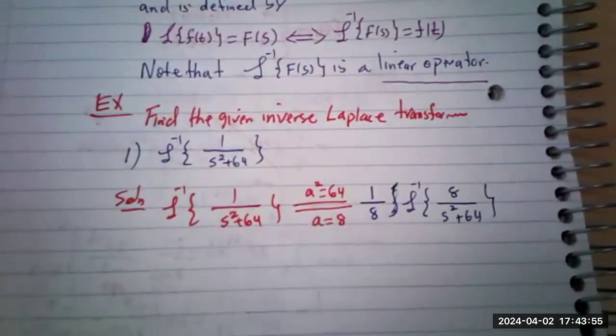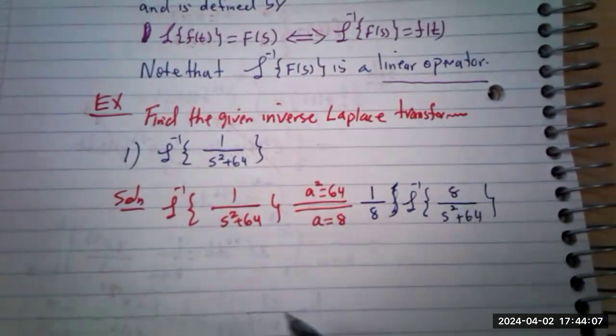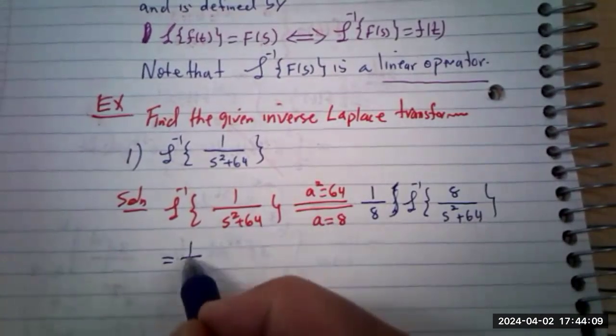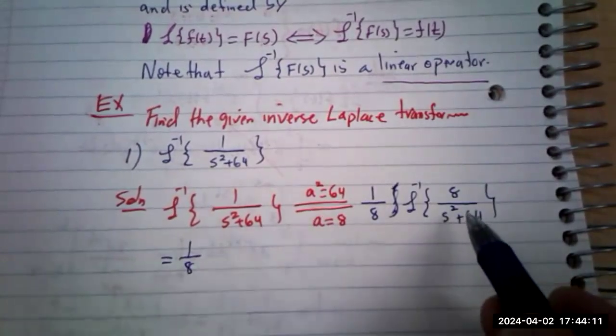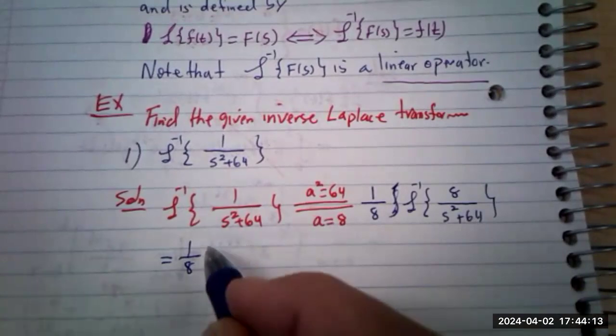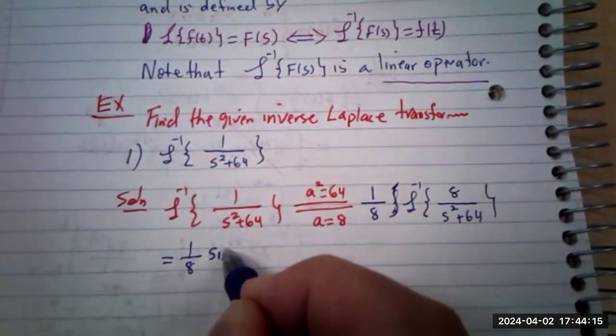It's like when you integrate, it's the same thing. So I need an 8 on the top. I divide and not multiply. But the division part, you put it outside, you see, like 8 and 8, you cancel out. And now you know that, according to our formula, it's going to be 1 over 8. This would be the Laplace of the function sine of 8t.